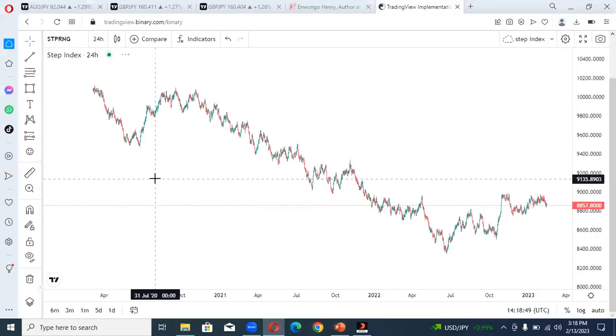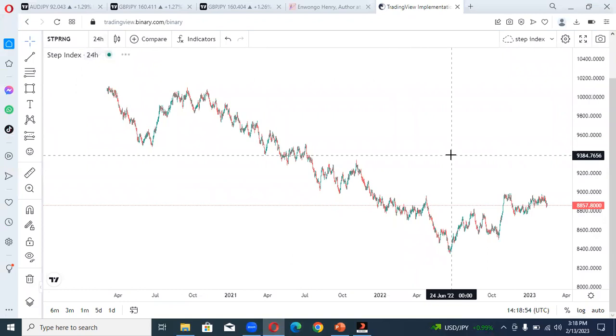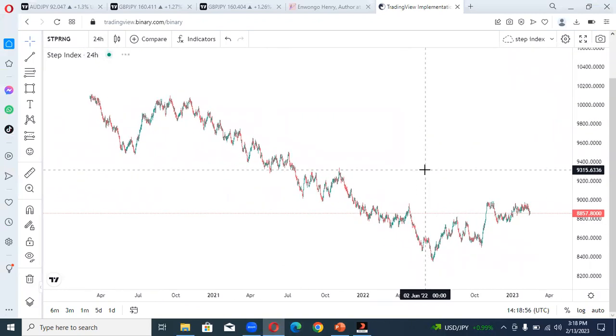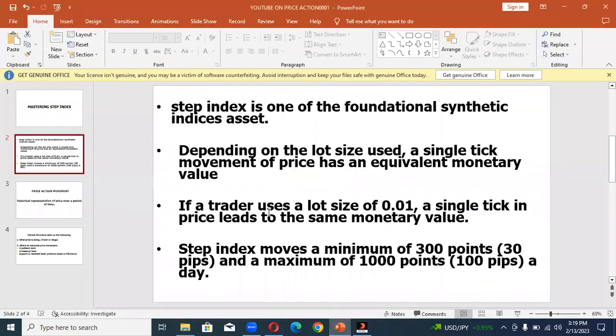So let's look at step index. So this is the chart of step index. This is a 24-hour time frame. Okay. So if you look at it, the general picture shows that step index has actually been on a downtrend. That's what a lay trader will look at. So let's proceed. How do we master step index? How do we master step index?